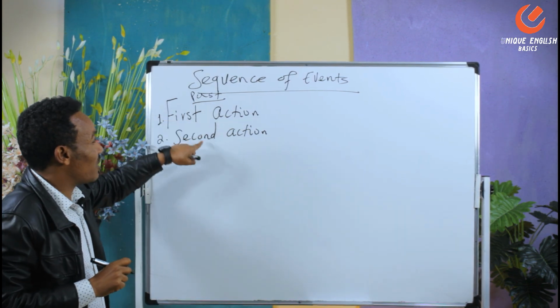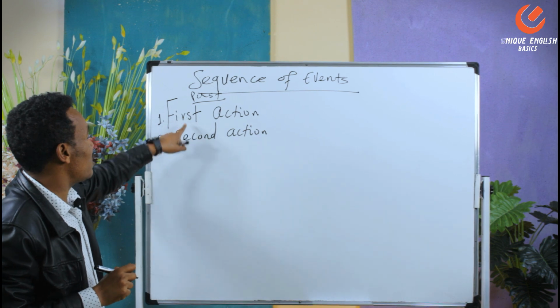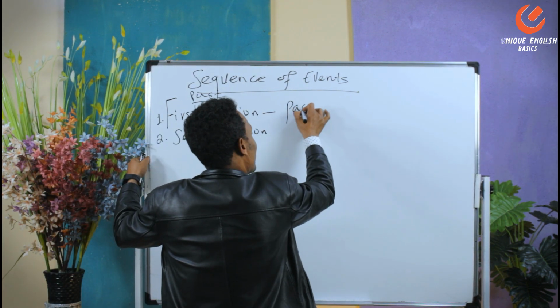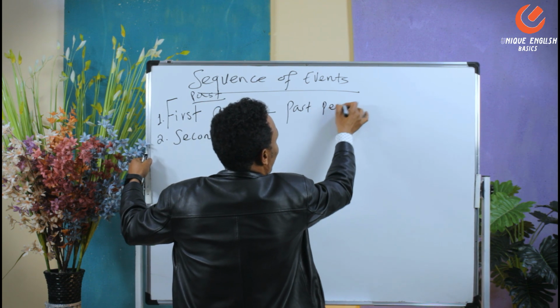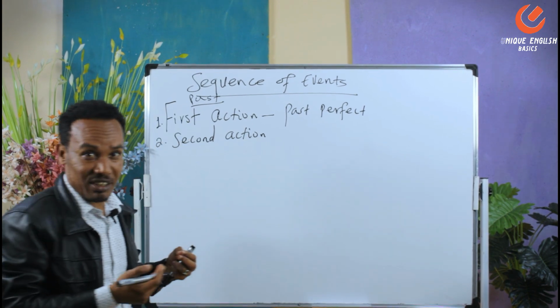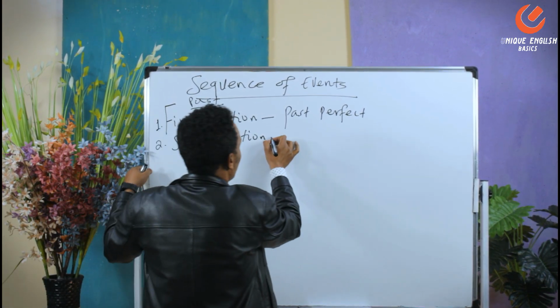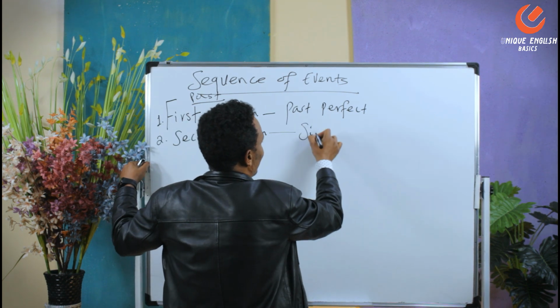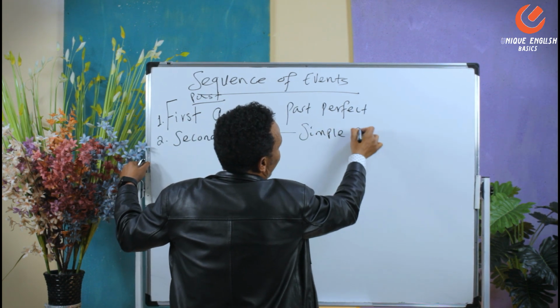If two past actions are given, the first action has to be expressed using past perfect tense. Past what? Perfect tense. Past perfect tense. And the second action has to be explained by using simple past tense. Simple past tense.